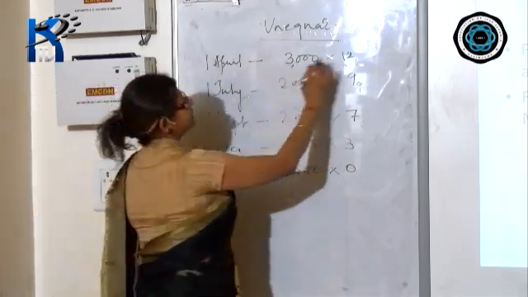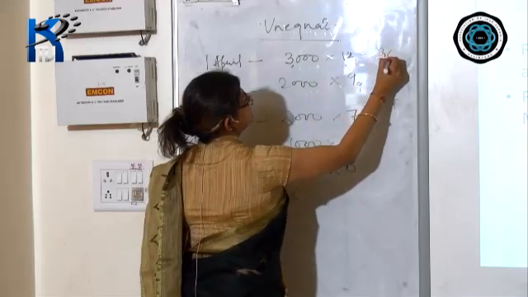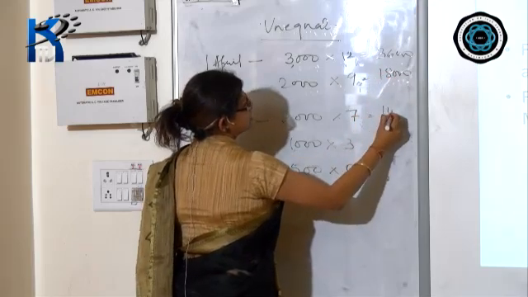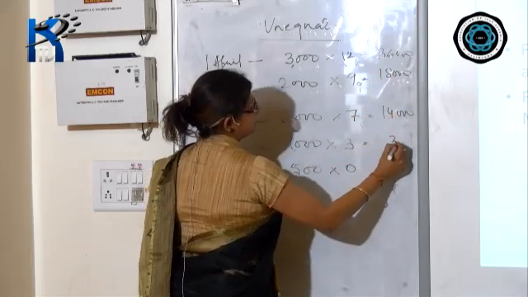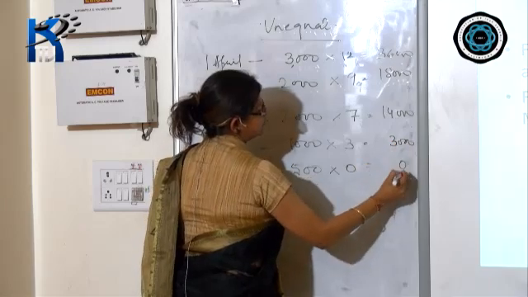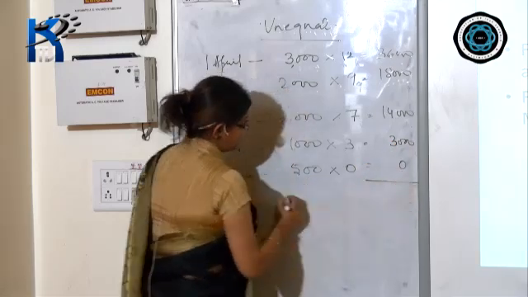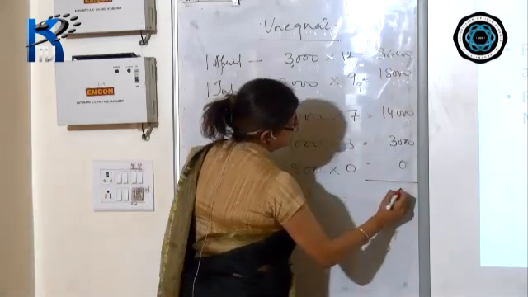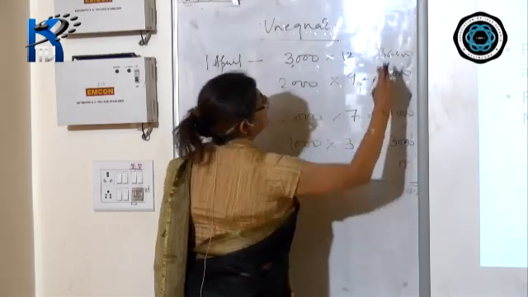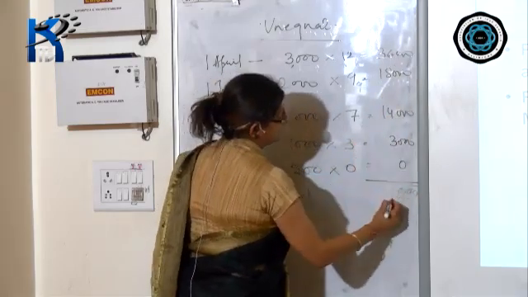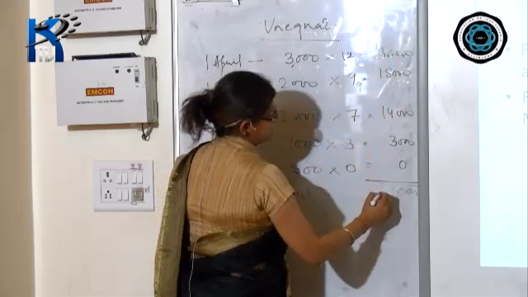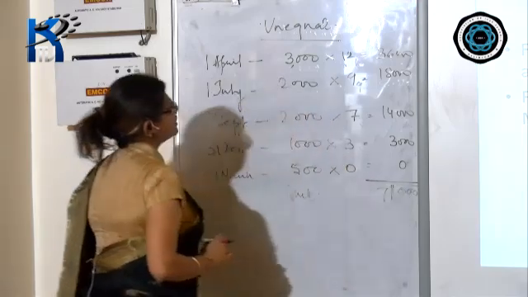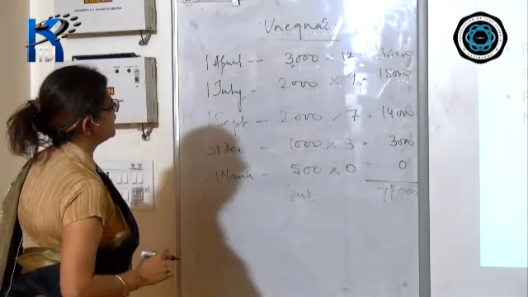So how do we calculate this? 12 threes are 36,000. This comes out to be 18,000. This is 14,000. This is 3,000. And this is 0. What is the total amount which comes here? The total amount comes out to be 71,000.